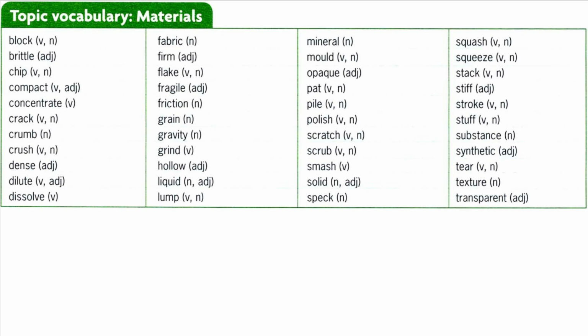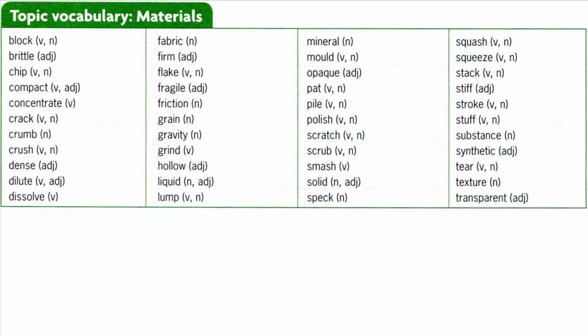Dense. A dense substance is very heavy in relation to its size. Lead is a very dense metal. Dilute. To make a liquid less strong by adding water or another liquid. I find orange juice a bit strong, so I usually dilute it. Dilute. A dilute liquid has been mixed with another liquid to make it less strong. Use dilute bleach to clean the table.